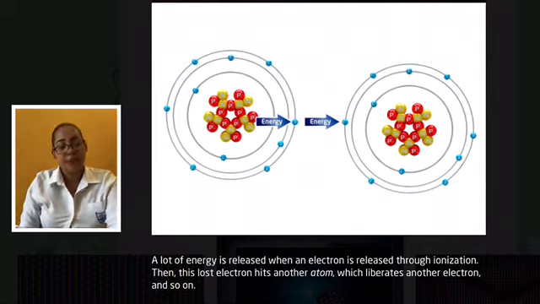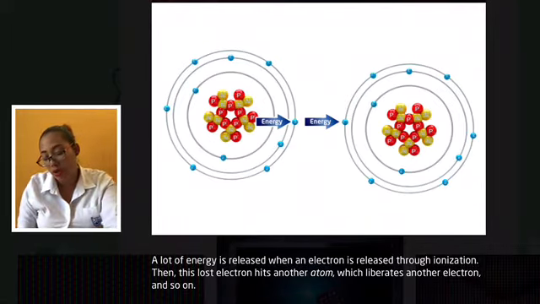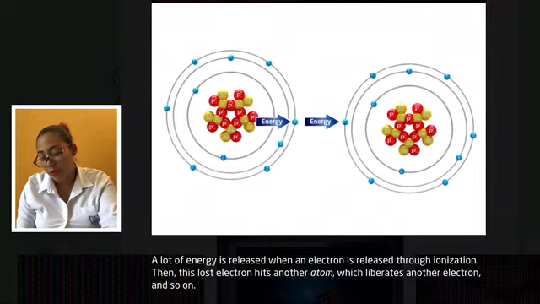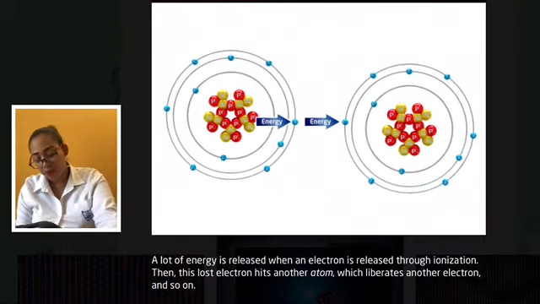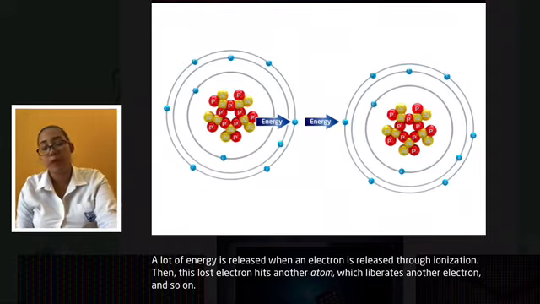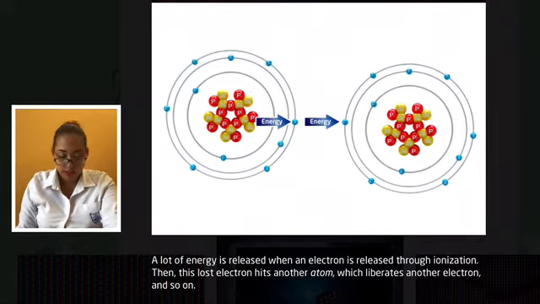Okay, the third image says, a lot of energy is released when an electron is released through ionization. Then this lost electron hits another atom, which liberates another electron, and so on. And there you have an image of this type of representation. Let's continue.